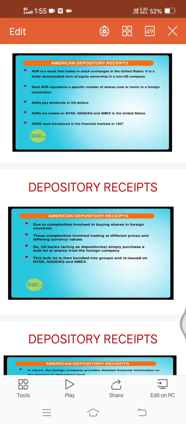Each ADR represents a specific number of shares in a foreign corporation. ADRs pay dividends in US dollars. ADRs are traded on the NYSE, NASDAQ, and AMEX in the United States. ADR was introduced in the financial market in 1927.